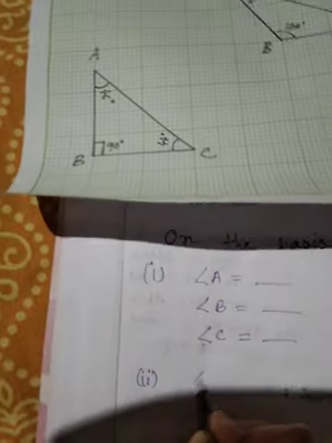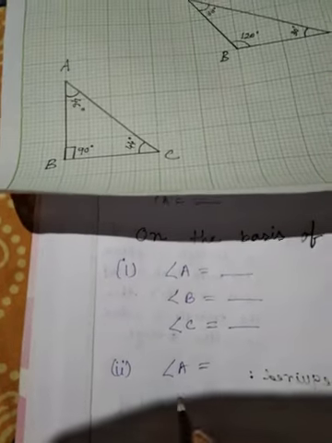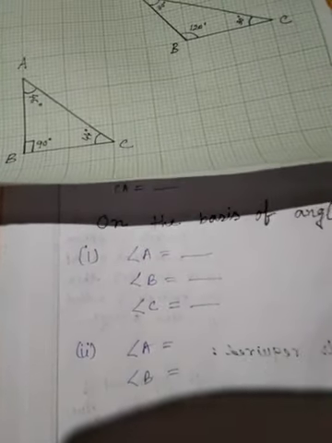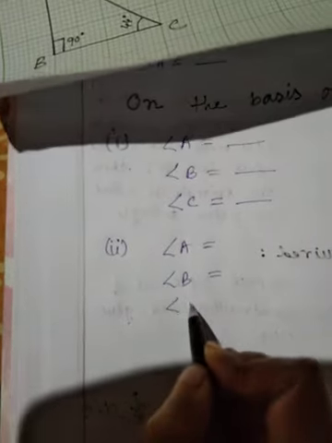So in the same way, from figure 2, how much you are getting for angle A, in the same way how much measurement you are getting from angle B and also from angle C, that part you have to write.